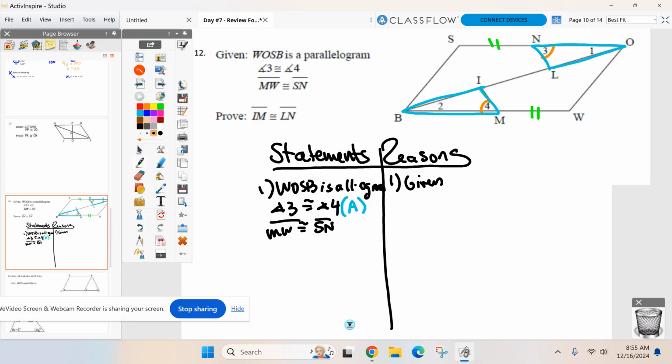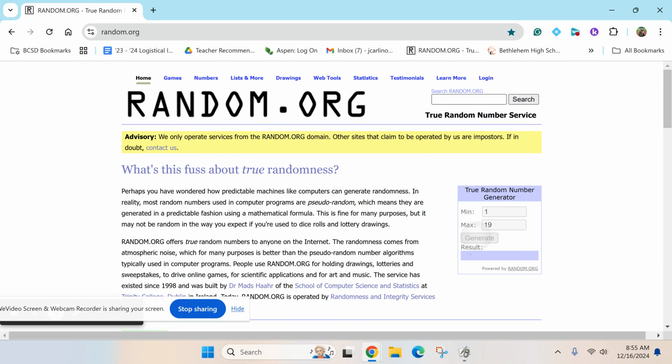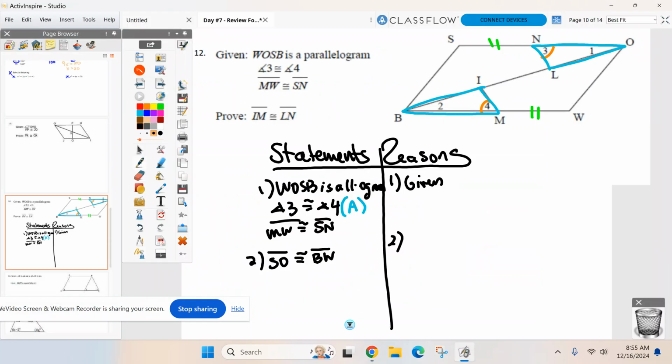This is a parallelogram. Mia, anything I could use since it's a parallelogram? SO congruent to BW. All right, here we go. Mia's using a parallelogram property. What property is she using? Hayden, what property is she using? One pair opposite sides. Okay, yep.